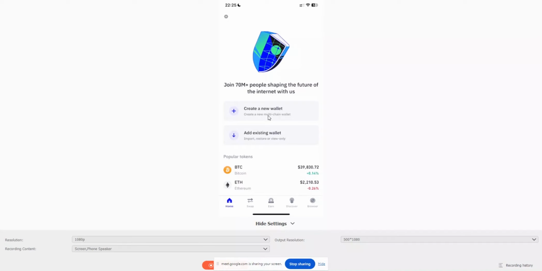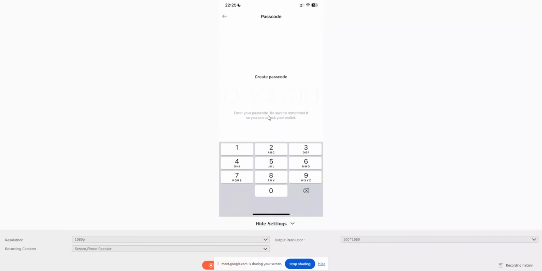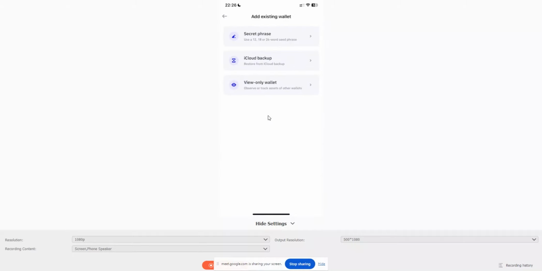So the seed phrase is the master key to your assets. That is very, very important. So I'm going to click on add existing wallet, and it's asking me for the password. We put 000, I confirm 000. Now you see here it's asking me to use a secret phrase or iCloud backup. Remember, I didn't recommend iCloud backup, and there's view only wallets.